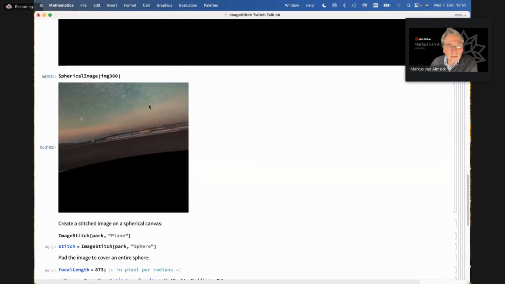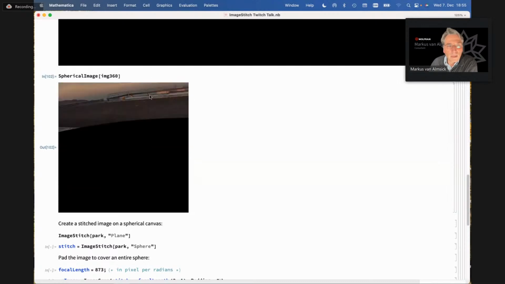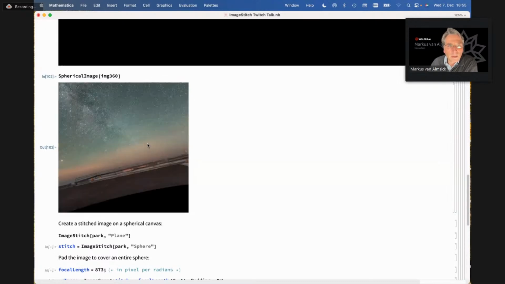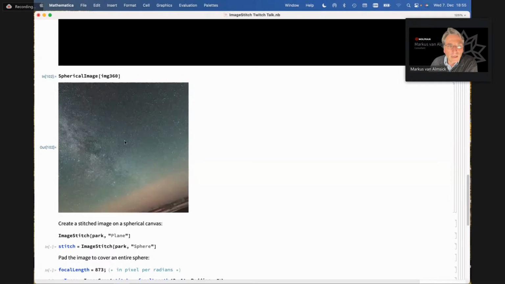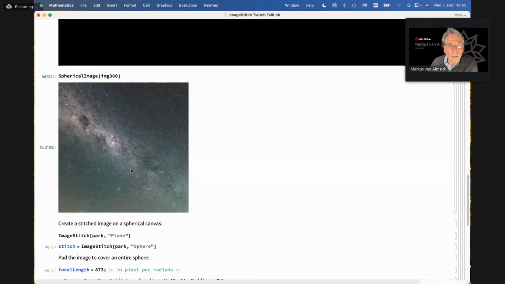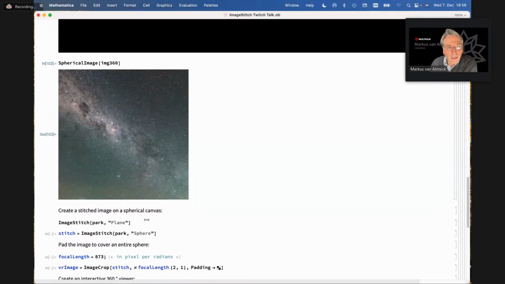Okay, so let's look up for a change. Oops, I have to look up, not down. And you should have a look at the Milky Way, for example. All right, so this is a kind of VR viewer that's upcoming in Mathematica.